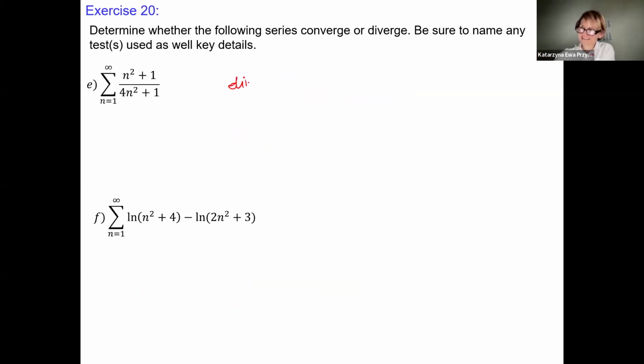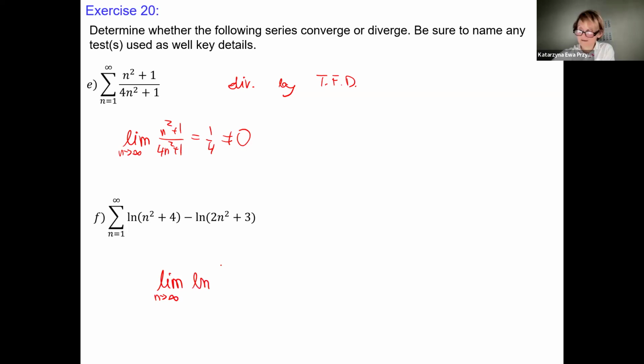Of course, divergent by test for divergence. What is the limit? Oh, that's not really a challenge for my students. 1/4, yes. What about F? Please tell me the limit. Natural log. Because when we have subtraction, we can divide. Yes, it's natural log of 1/2.